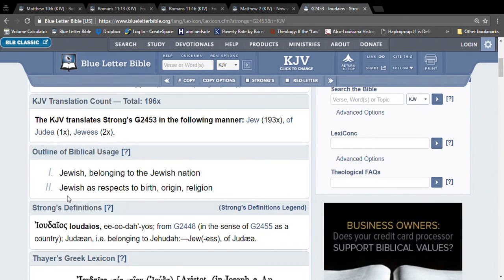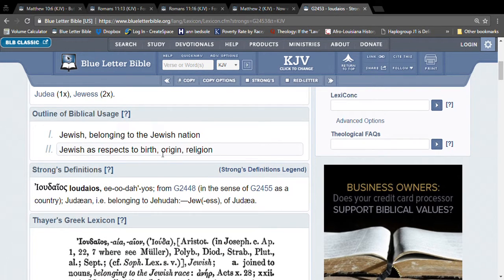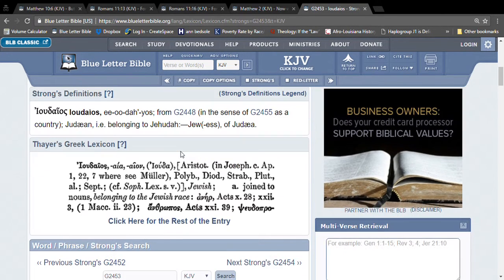But when we come here, it says Jewish, belonging to a Jewish nation. But what we want to know is, what is a Jew? And it says Jewish as respects birth, origin, or religion. Okay, this is a better definition. So let's take it a little further and see what a Iudaios is. It says a Judean, so a person who lived in Judea, or a person who belonged to Yehuda or Judah, again of Judea, so a person who lived in Judea.